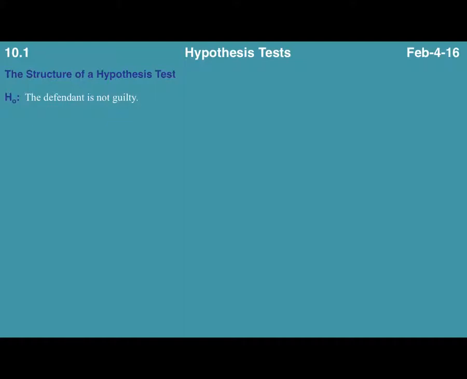You always have H0, which is called the null hypothesis, N-U-L-L. It's what we assume to be true. So for example, if you have to go to a court of law, it is assumed that you are not guilty, at least in our country. When you walk in, you're assumed to be not guilty.